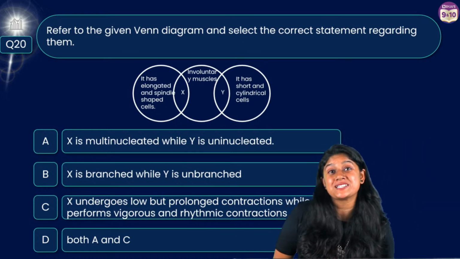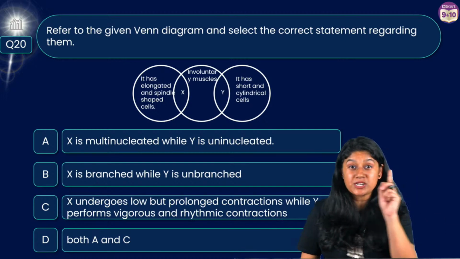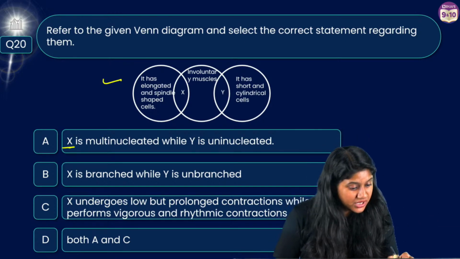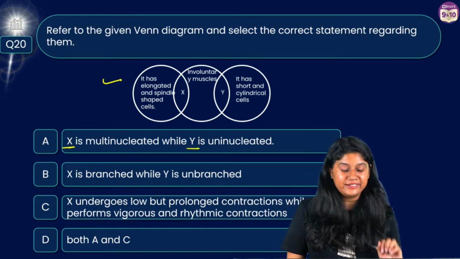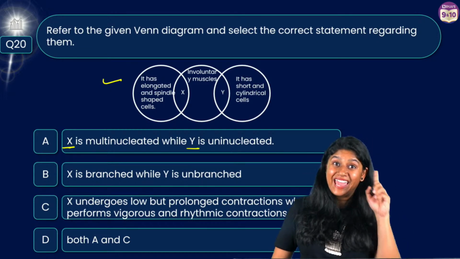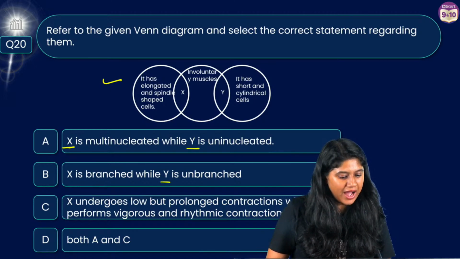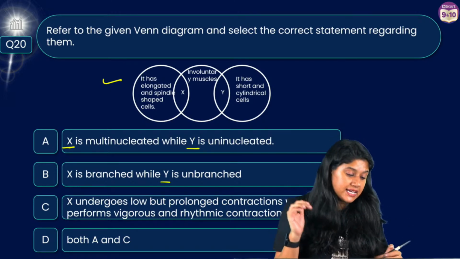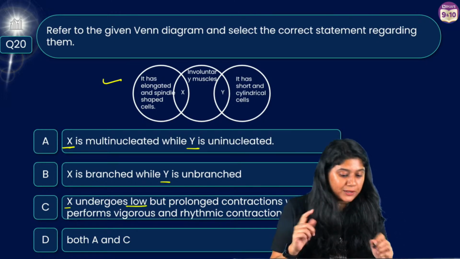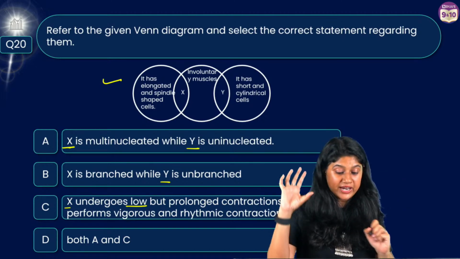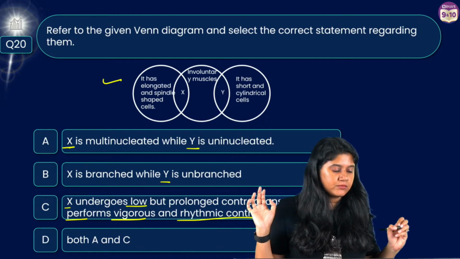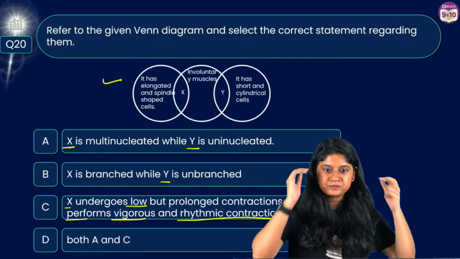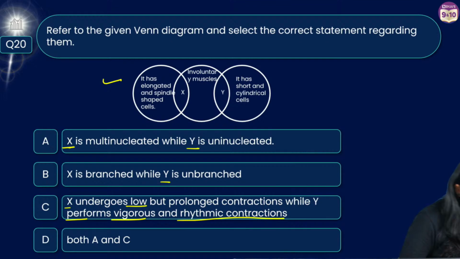Now you read the options, everyone, and tell me the correct answer. Option A is that X is multinucleated and Y is uninucleated. Option B is X is branched, whereas Y is unbranched. C is X undergoes slow but prolonged contraction, whereas Y performs very vigorous and rhythmic contraction. Option D, both A and C. I can see some correct answers.